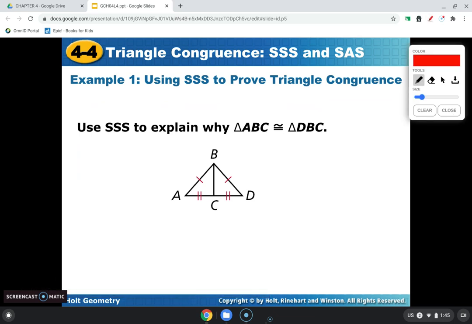Well, you can see those are marked. Those two are the same. And BC is equal to itself because of reflexive. So that gives you side, side, side. You show that three sides are congruent.